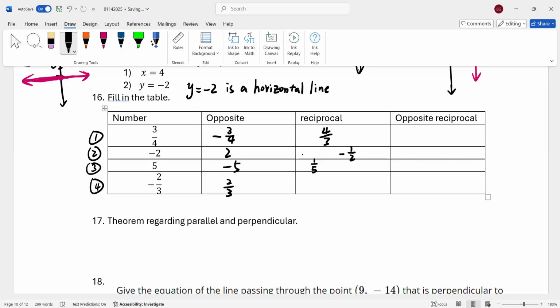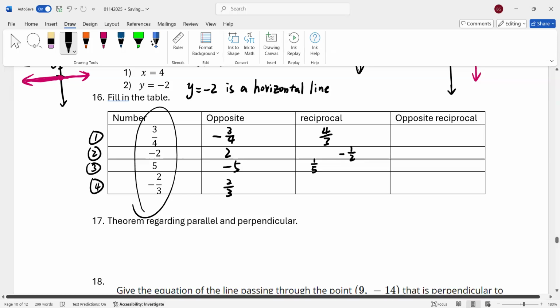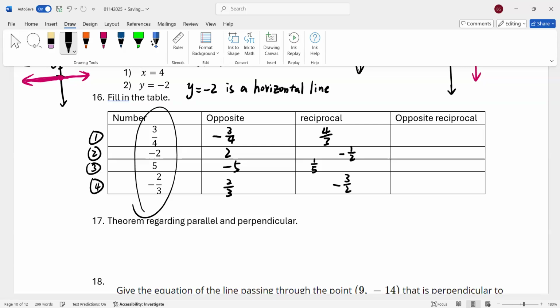Number 4, okay, we are looking at the first column. We are done with the second column. So the number 4, the last number that is given, is -2/3. Its reciprocal is still negative, but 3/2.